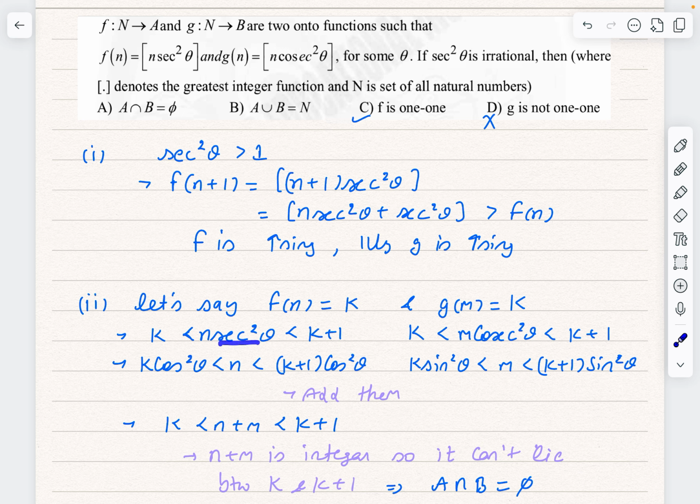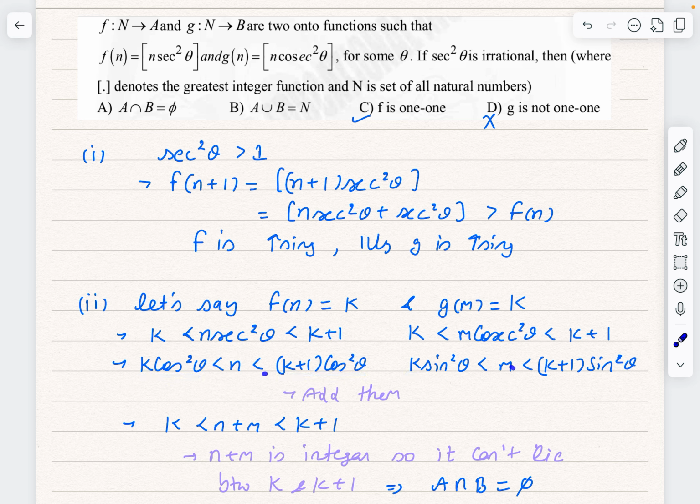Secant square theta you can write as 1 by cos square theta, and multiply both sides. Similarly, cosecant square theta you can write as 1 by sine square theta, and multiply both the sides. So you get n is more than k cos square theta and less than (k+1) cos square theta. m is more than k sine square theta and less than (k+1) sine square theta.